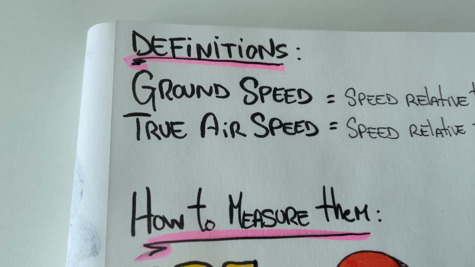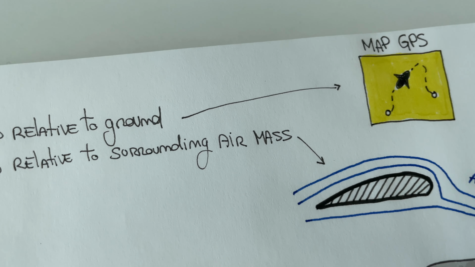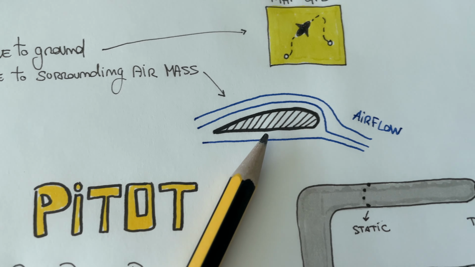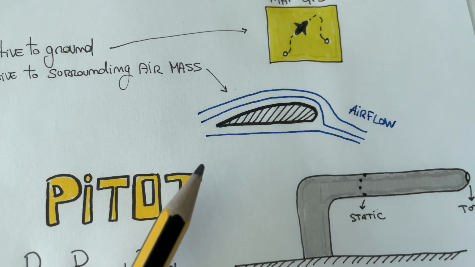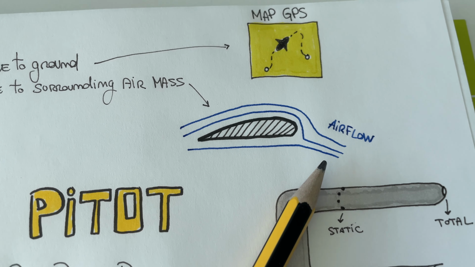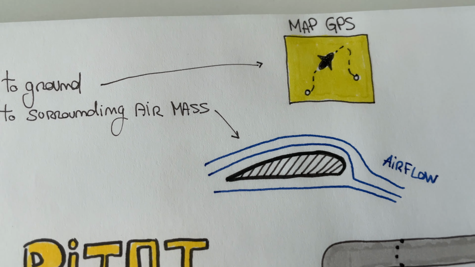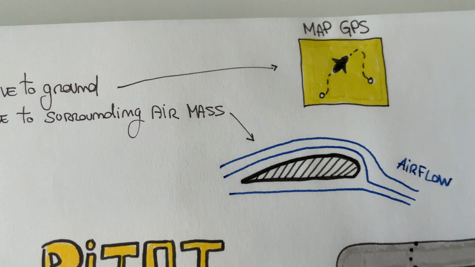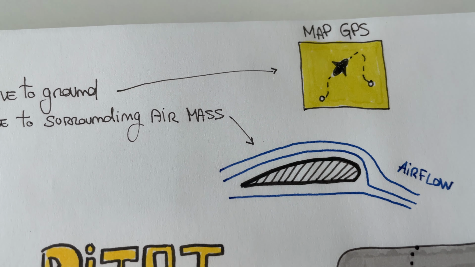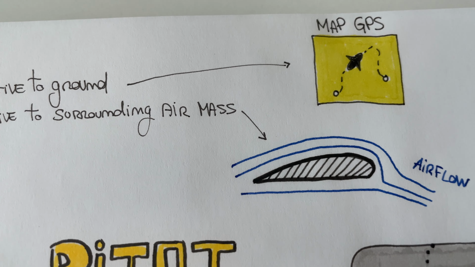If we move to true airspeed, we have the speed relative to the surrounding air mass. So for example, if this is the section of our wing and this is the airflow, true airspeed represents how fast the air is flowing over the wing or the canopy. And true airspeed depends on air density, which decreases with altitude and temperature. This means that the true airspeed is higher at higher altitudes for the same indicated airspeed.